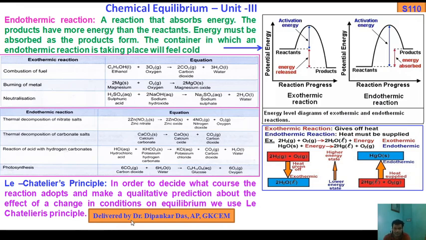So Le Chatelier's principle is used to decide what will happen if pressure changes, if concentration changes, whether the equilibrium shifts backward or forward, and if temperature changes, whether equilibrium shifts backward or forward. That depends totally on Le Chatelier's principle. If you change any parameter, concentration, temperature, pressure, addition of inert gas or a catalyst, what will be the effect on equilibrium? That will be discussed by Le Chatelier's principle, in the next slide.